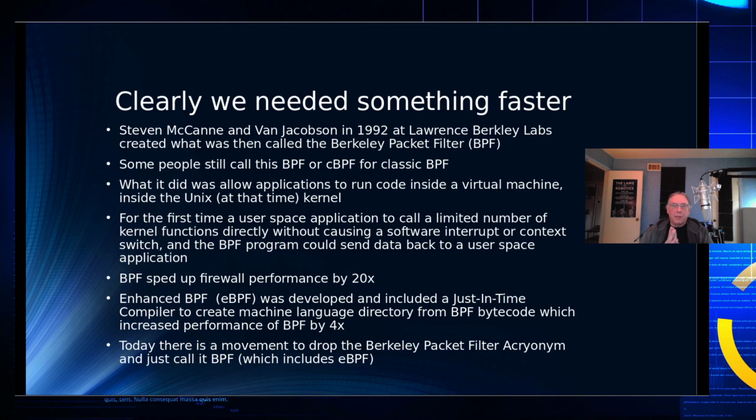That sped up the firewall performance. So yeah, that was pretty big, especially with those machines back then that were pretty slow. Enhanced BPF came along in 2014, I think, and it included a just-in-time compiler. It also opened up some additional system calls, or those execution control points. We'll talk more about that later. But that allowed a lot more things that could be done with BPF than just managing packets. But the main thing was the just-in-time compiler.